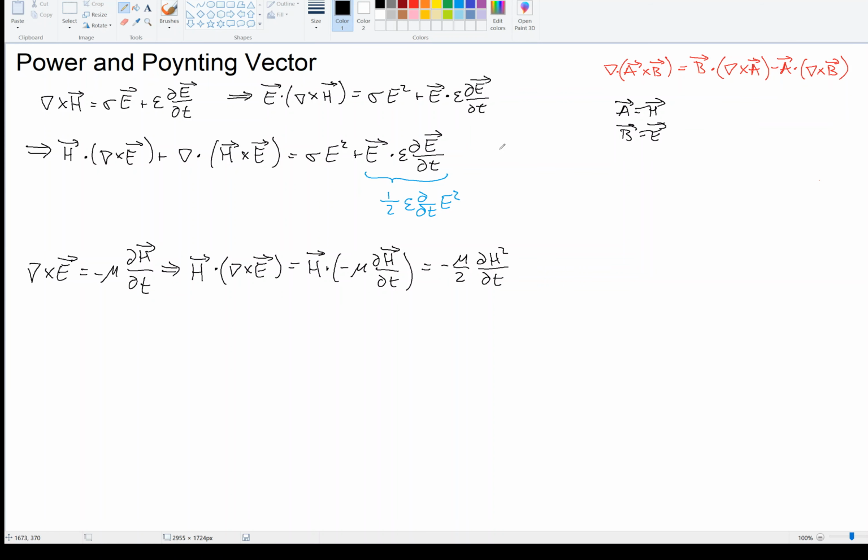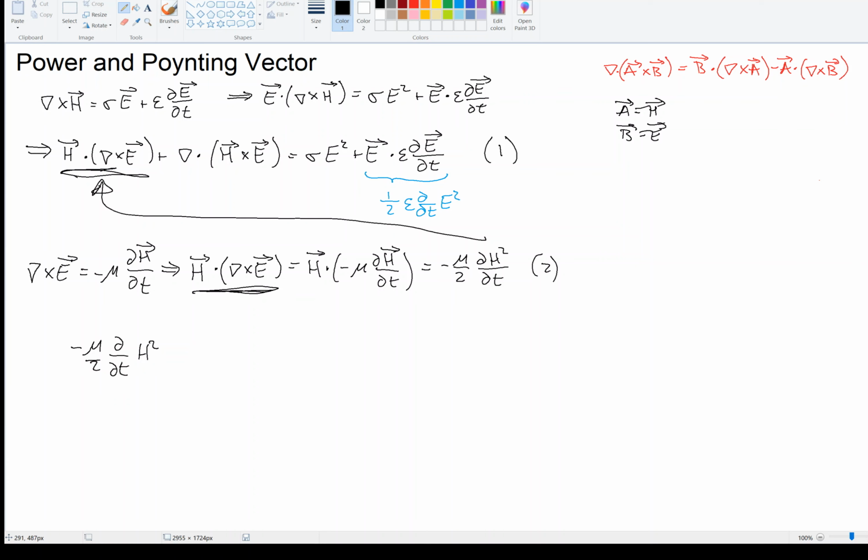Okay, so now we can combine these equations together. So the equation 1 with equation 2, and what we see now, I've got negative mu over 2 times the derivative of h squared, right? Because that is h dotted with the curl of e, so that's directly substituting there. Then I'm going to change this to a minus, and I'm going to switch the order for a reason you'll see in a little bit.